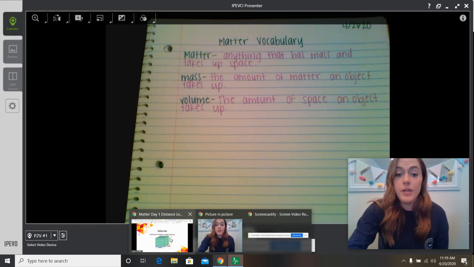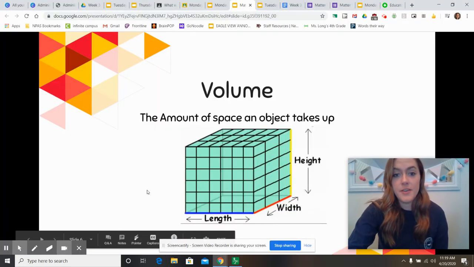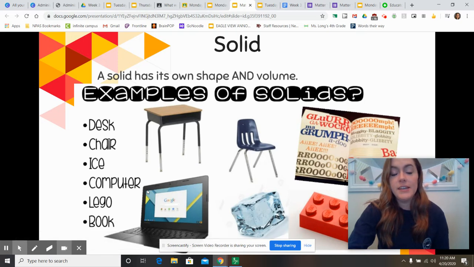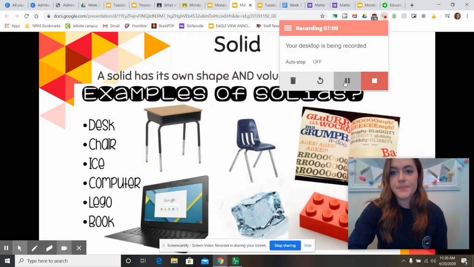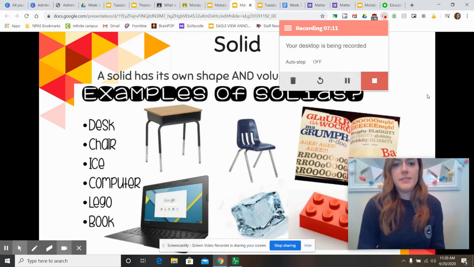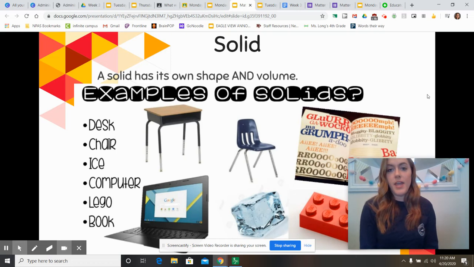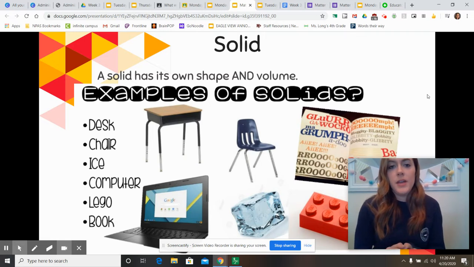And again, feel free to just pause the video if I'm writing too fast. I know I do. All right, the next word. So we're going to start looking at solids, liquids, and gases. All right, so solid. A solid has its own shape and volume. Okay, so it doesn't change its shape. It has its own shape and its own volume, and you're able to see it and touch it.